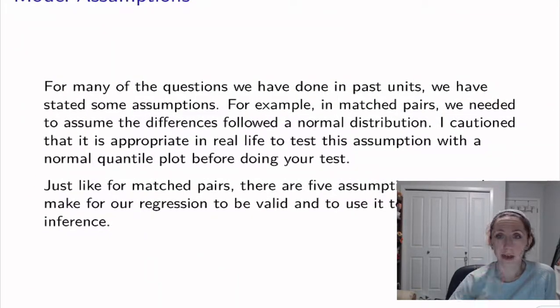Just like we had assumptions for matched pairs, having the related pairs was very important, we're going to have those same assumptions coming around here. And again, it's going to be centered around that idea of normality. With matched pairs, we had to have that the differences followed a normal distribution.